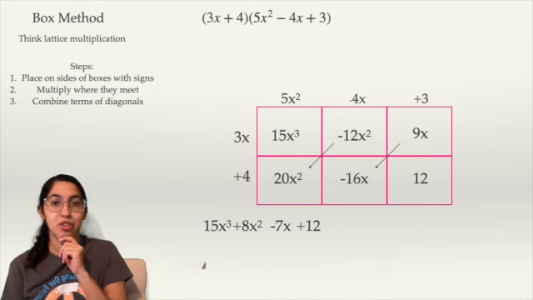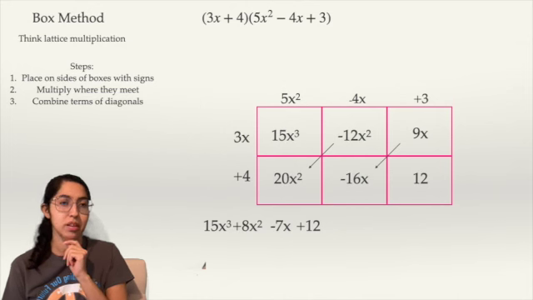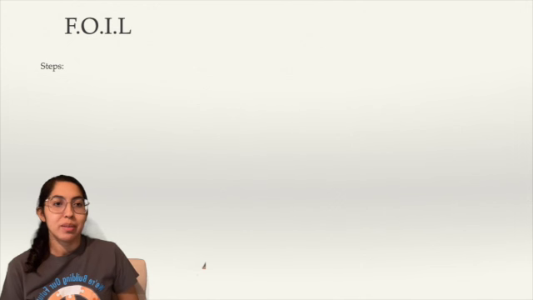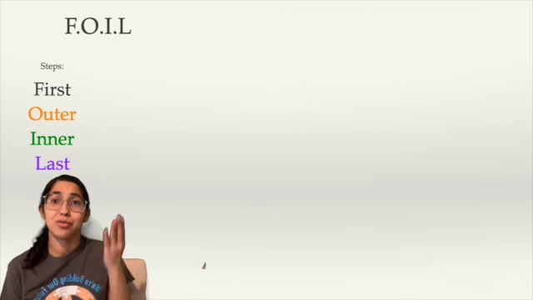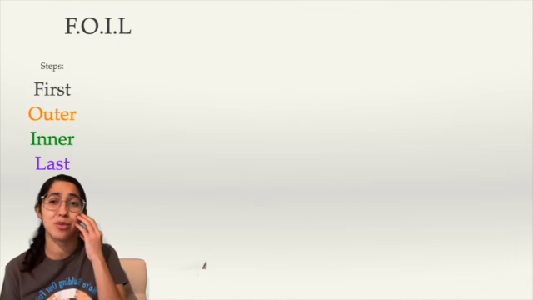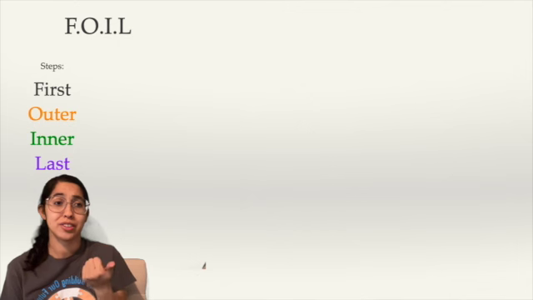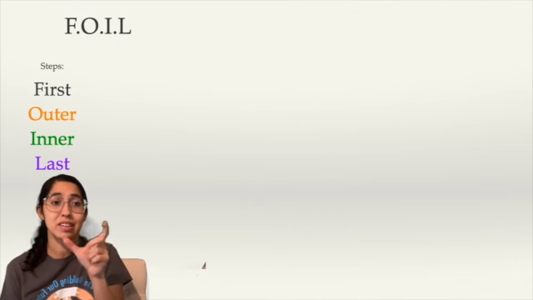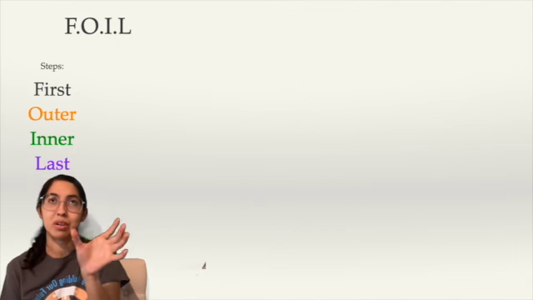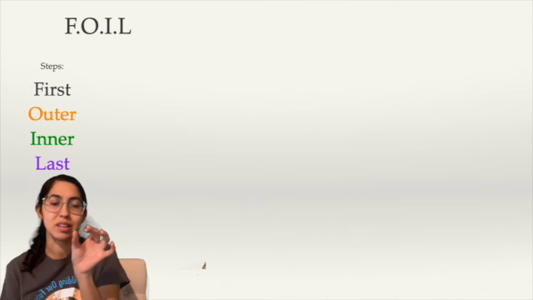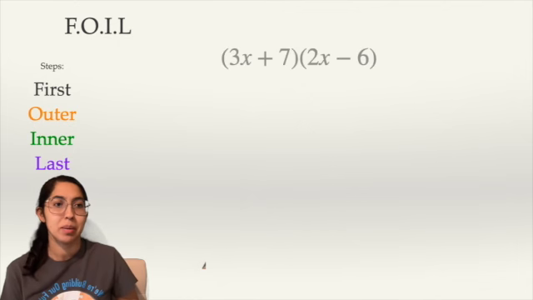The last thing I'm going to show you is FOIL. This is mainly for binomials times binomials. Again, this is mainly like the distributive property. You're just distributing really, but I love it because the steps are first, outer, inner, last, FOIL, which makes it really easy to remember. First terms of each parentheses, outer terms of each parentheses, inner terms of each parentheses, and last terms. So what does that mean?